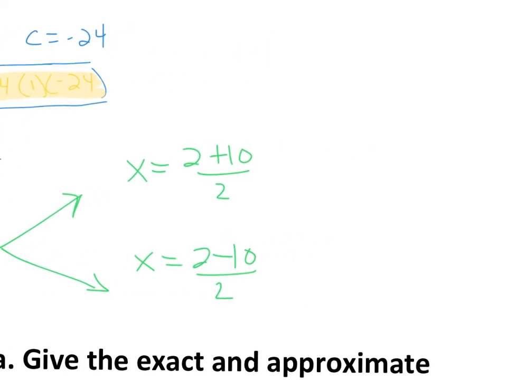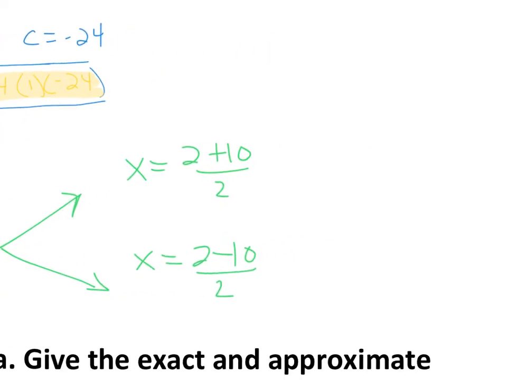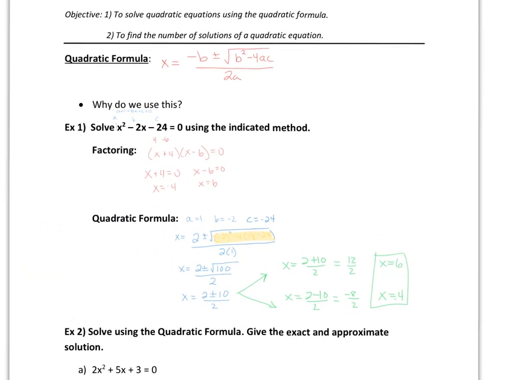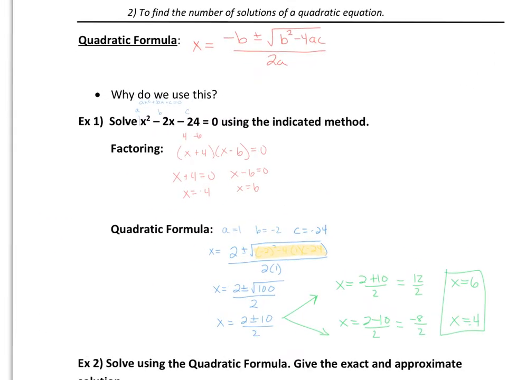Okay? All right, so now we're going to go ahead and solve these. So on the top here, I end up with 12 divided by 2, or I end up with x equals 6. On the bottom here, I end up with negative 8 divided by 2, or x equals negative 4. And those are my two solutions. So now if we kind of go back up here and look at this, again, notice how you're getting the same answers by factoring or using the quadratic.